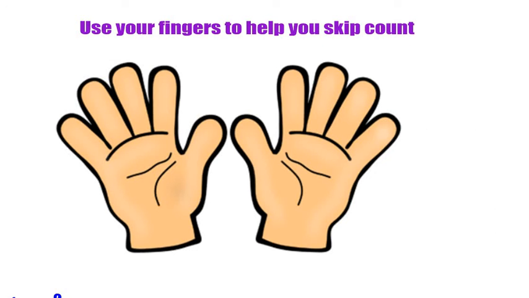Now, I know that you know this idea from probably kindergarten, maybe first and second grade too. We can use our fingers to help us skip count. Remember, skip counting is like hopping on a number line. So I'm going to start by figuring out that this is going to be my first finger, second finger, third finger, fourth finger, fifth finger. And of course I can count them any way I want to.